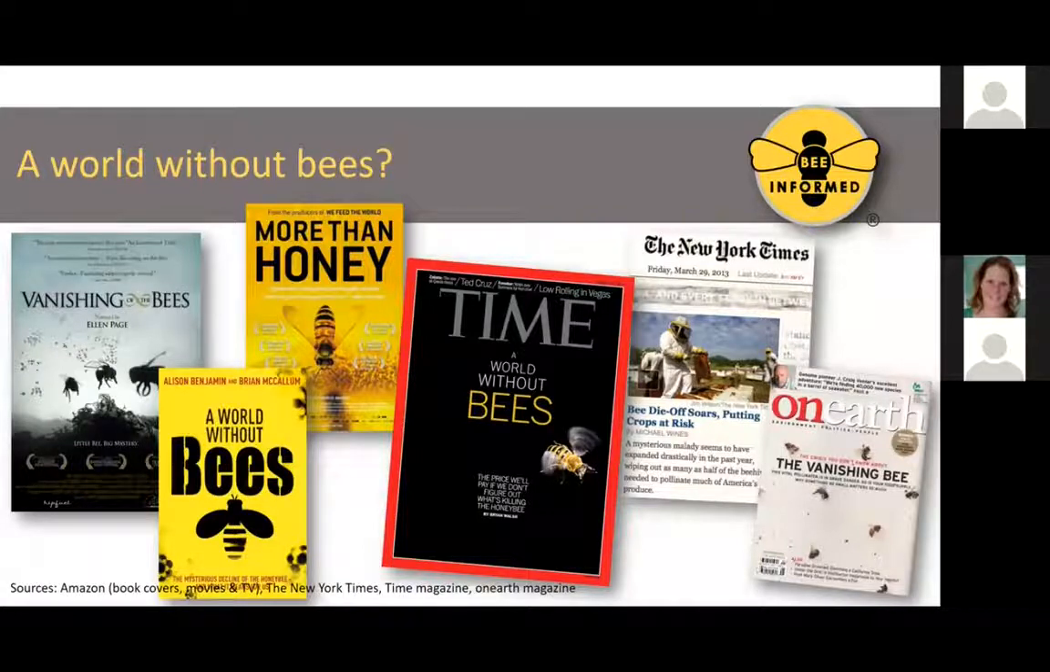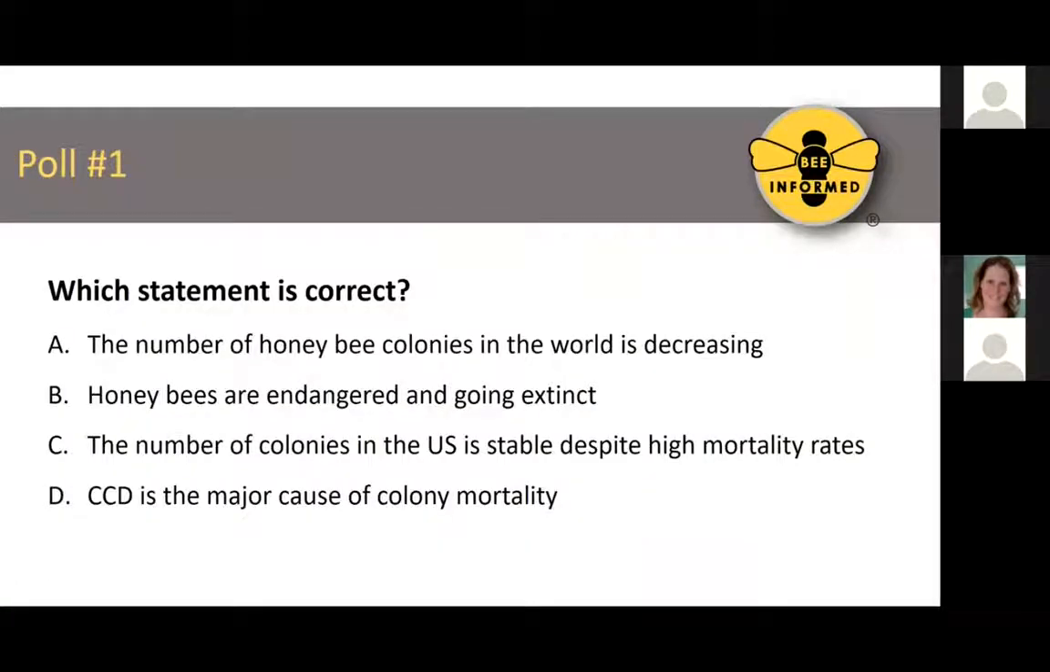Now we all agree that there are concerns surrounding honeybee health and environmental quality and loss of biodiversity in general, but it is important to really separate the issues and define the issues so that we know what we are talking about. So I would like to start with a poll to judge where you stand on the following statement. Which of the following statements is correct? We'll give you a couple of seconds to address which of those statements you think is correct.